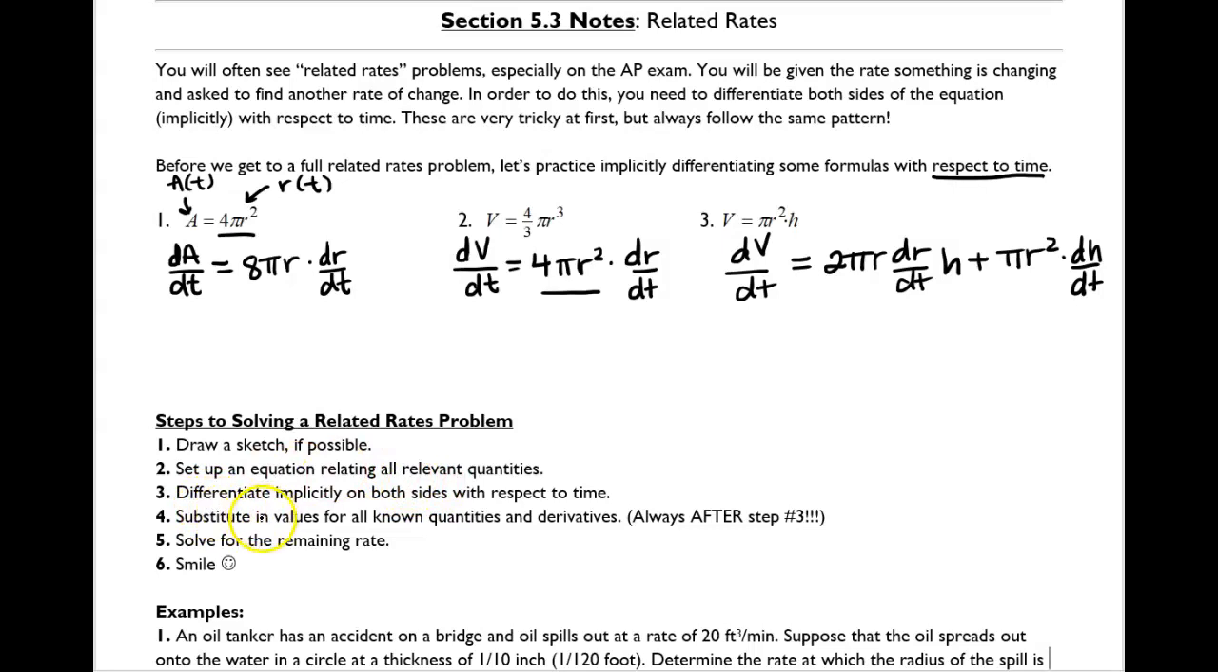Number 3, we'll differentiate implicitly on both sides with respect to time. That's just like what we did up here. Then we'll evaluate or substitute in values for all known quantities and derivatives. We always do that after we take the derivative, so this step is really important. It's after step 3. Then we'll solve for the remaining rate, and then we have to make sure to smile because we just did a challenging related rates problem.